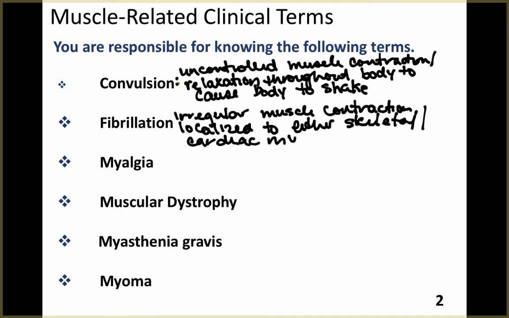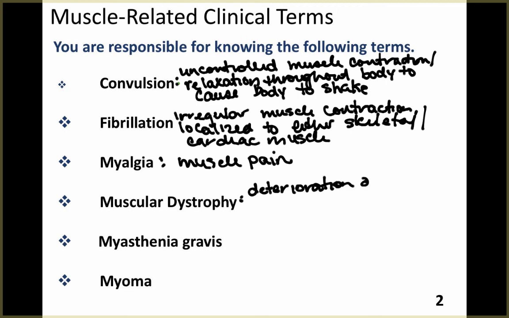Myalgia is a term that just means muscle pain. Muscular dystrophy is a degeneration of the skeletal muscle tissue, so the deterioration of skeletal muscle tissue. It is known to be caused by an inherited gene mutation, and it is an autoimmune disease.